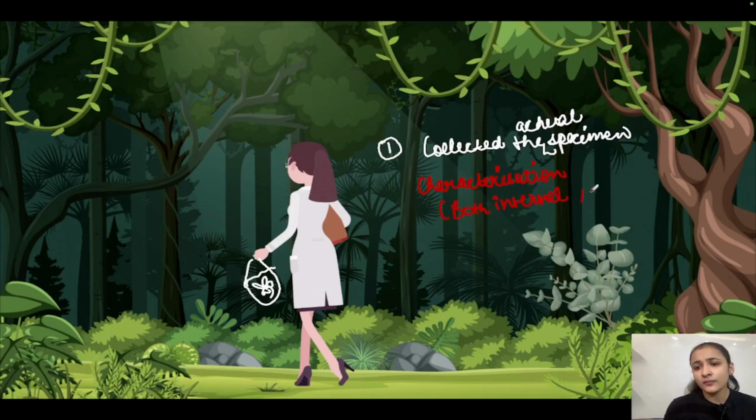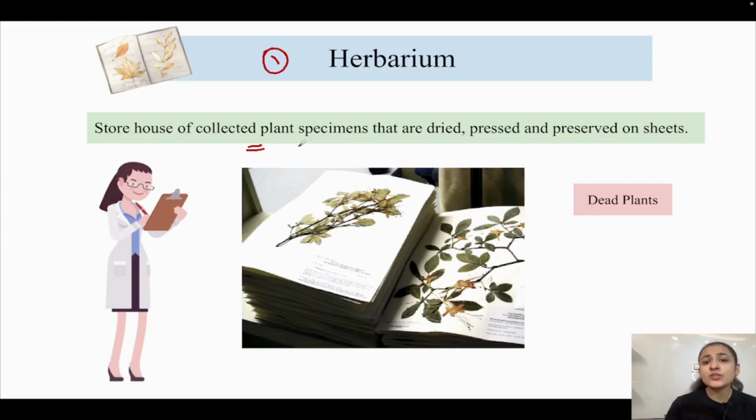She would have noted down all these characters, both internal and external characters. So characterization process is done, collecting the actual plant specimen is done. Now she has gone to take the help of taxonomic aids in order to identify and then classify the plant. Now she can take the help of any taxonomic aid. But for example, if she goes to a herbarium, okay, what will happen?